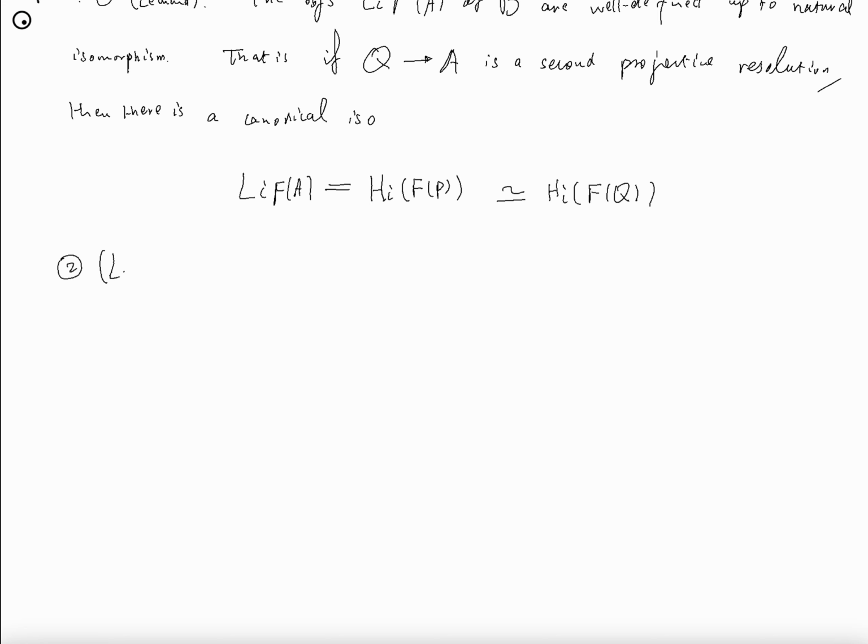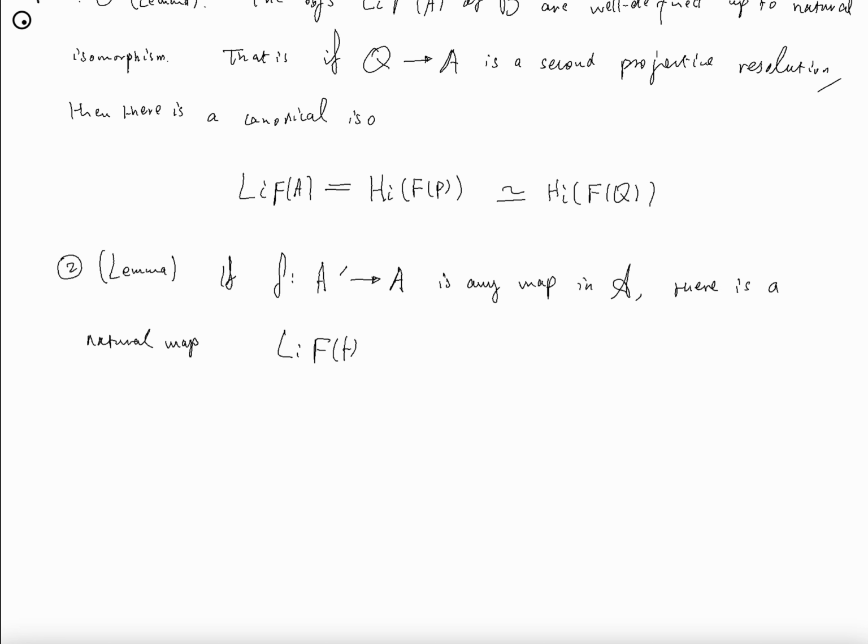Second remark, if you have any map, it's kind of talking about the functoriality of this left derived functor. If you have a map, there is a natural map, call it L_i F, for each i.